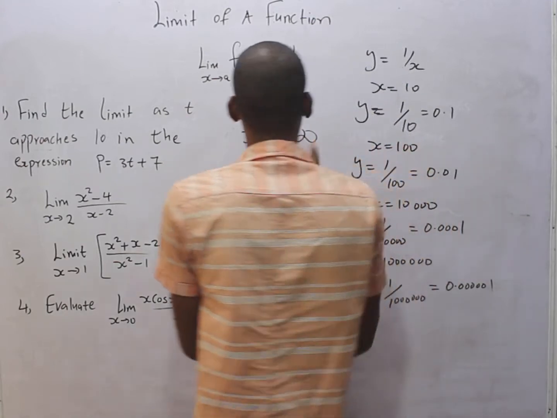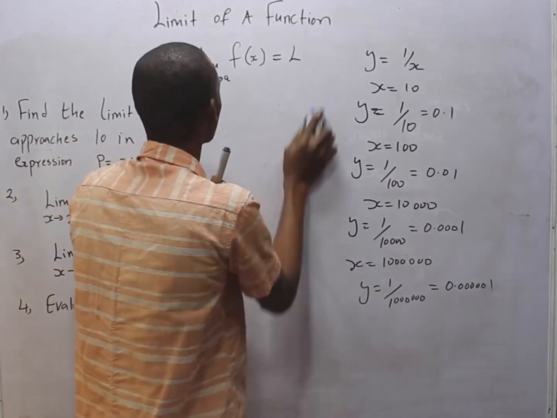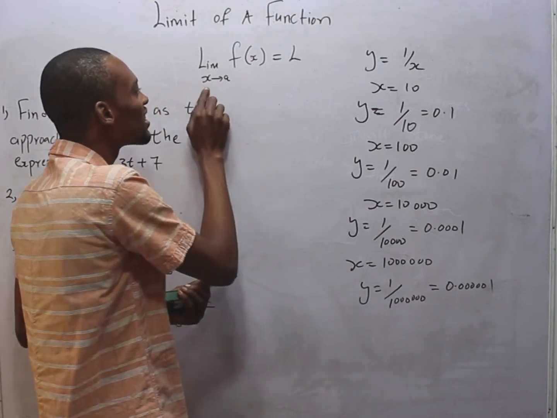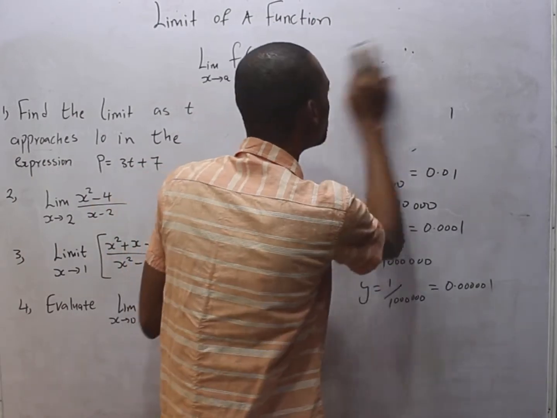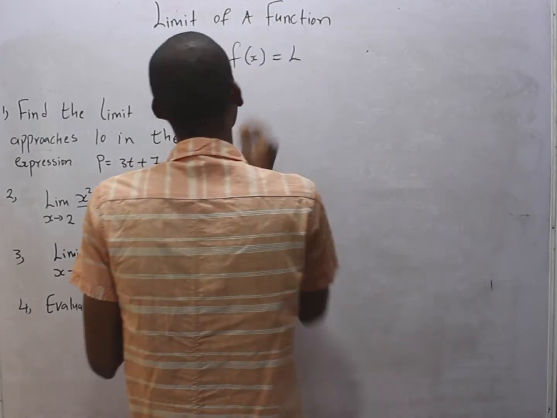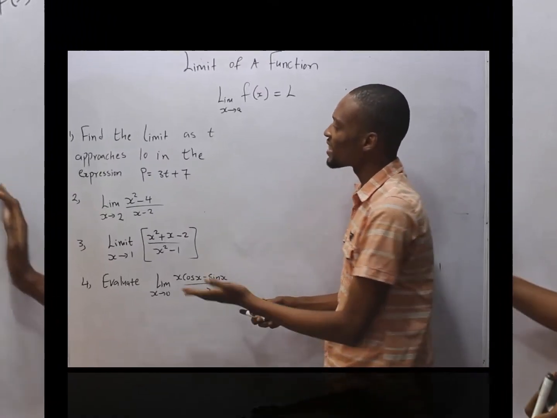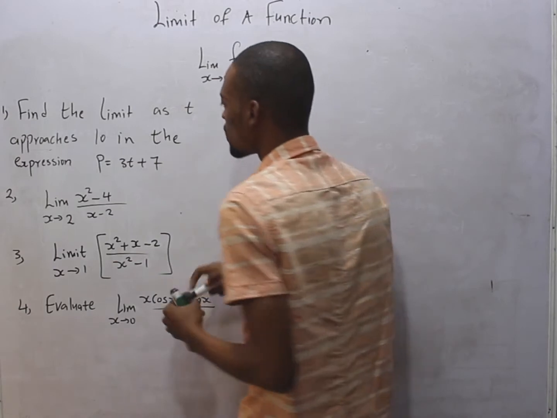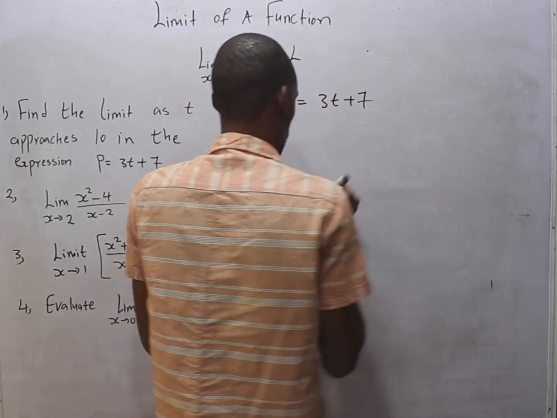So, limit of a function. Given this, we can read it as the limit of function of s as s tends to a is equal to L. The limit of function of s as s tends towards a is equal to L. This is how this question is read. So here it says find the limit as t approaches 10 in the expression p is equal to 3t plus 7.